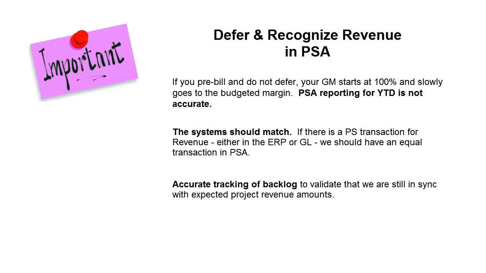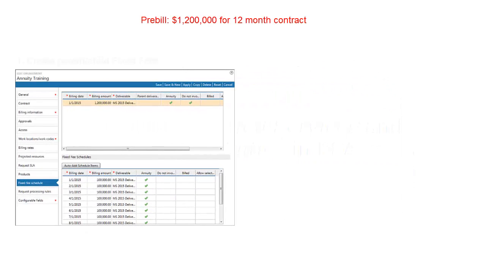In addition, we want to be able to accurately track backlog to validate that we are still in sync with expected project revenue amounts. Now that we have talked about why we need to defer and recognize revenue in PSA for pre-bills, let's do a quick walkthrough in PSA. Let's say that I'm going to pre-bill $1.2 million for a 12-month managed services project. Here are the steps that I need to do in order to defer and recognize revenue correctly.